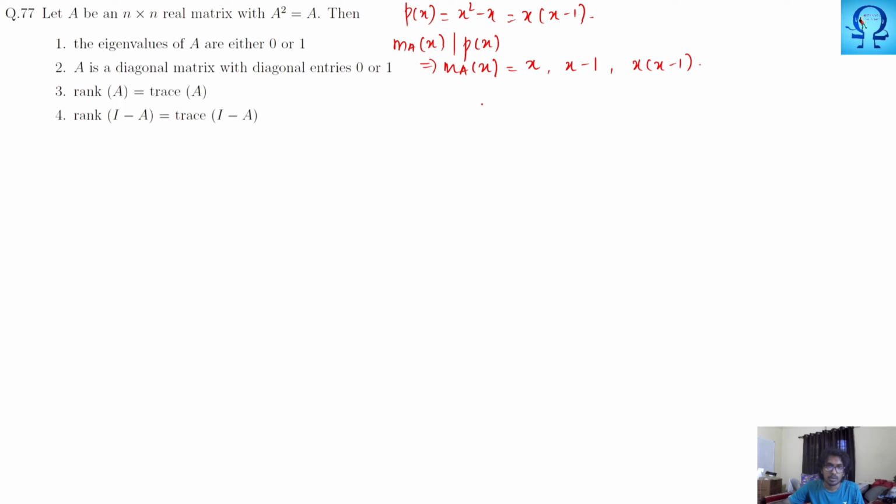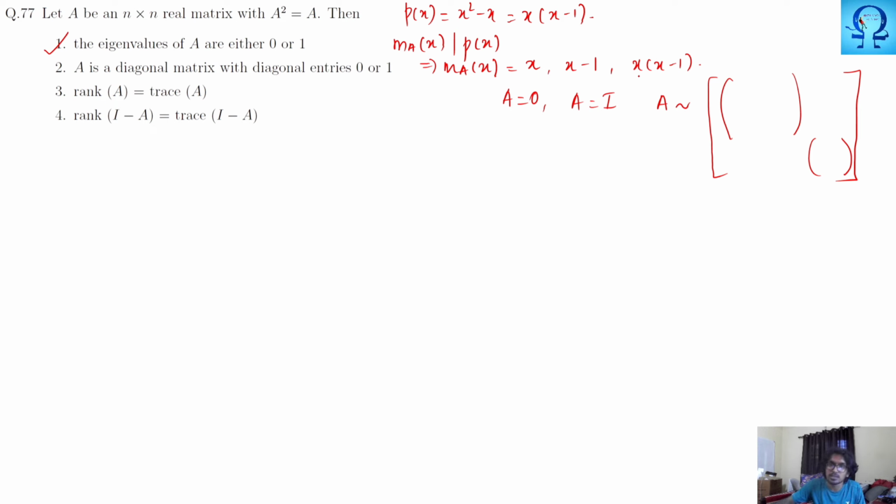From this itself it is clear that eigenvalues of A are either 0 or 1. Yes, true. The minimal polynomial will also annihilate the given matrix. So my A will be the 0 matrix if x is the minimal polynomial, or A will be the identity matrix if x minus 1 is the minimal polynomial. If not, my A will be similar to something of this form. This is what we proved in one of the previous videos.